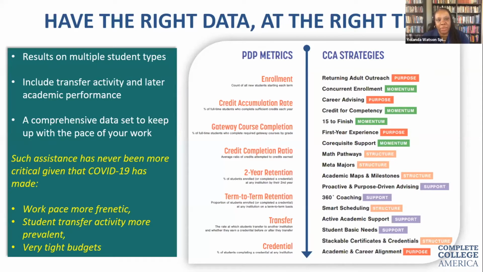What we wanted to show you on this slide is that having the right data at the right time is really about being able to track with metrics. And so you see the PDP metrics, that's the Postsecondary Data Partnership. We're trying to show you here that there's an alignment between our strategies at CCA and the National Student Clearinghouse's PDP metrics, right? And how it will help you to really track all of the strategies that CCA helps you to implement on the ground towards your college completion goals. And then what you see in the colored boxes on the far right are the alignment to our 4 pillars of purpose, structure, momentum, and support.